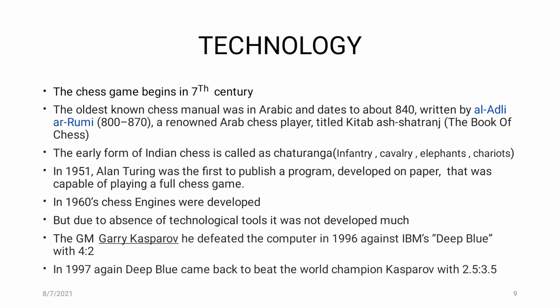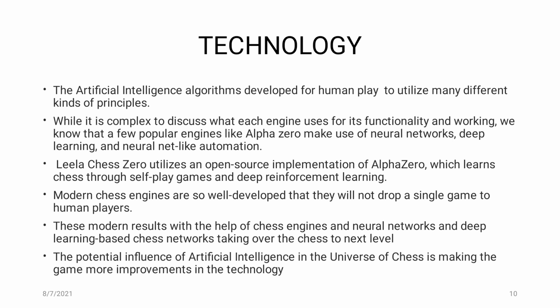Grandmaster Garry Kasparov won in 1996, but again in 1997 IBM redesigned Deep Blue, and Deep Blue beat Grandmaster Garry Kasparov with a score of 2.5 to 3.5. The artificial intelligence algorithms developed for human play utilize many different kinds of principles.